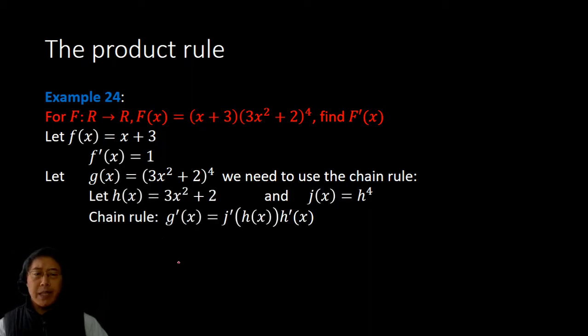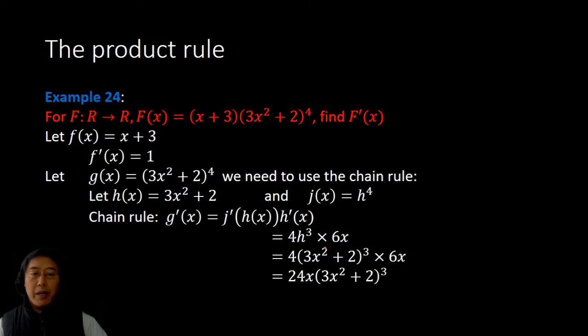So we're going to call h of x the first function, 3x squared plus 2, and the polynomial to the power of 4 we're going to call j. So using the chain rule, the derivative of g is going to be the derivative of j here of h of x, so you need to substitute that back, times the derivative of h.